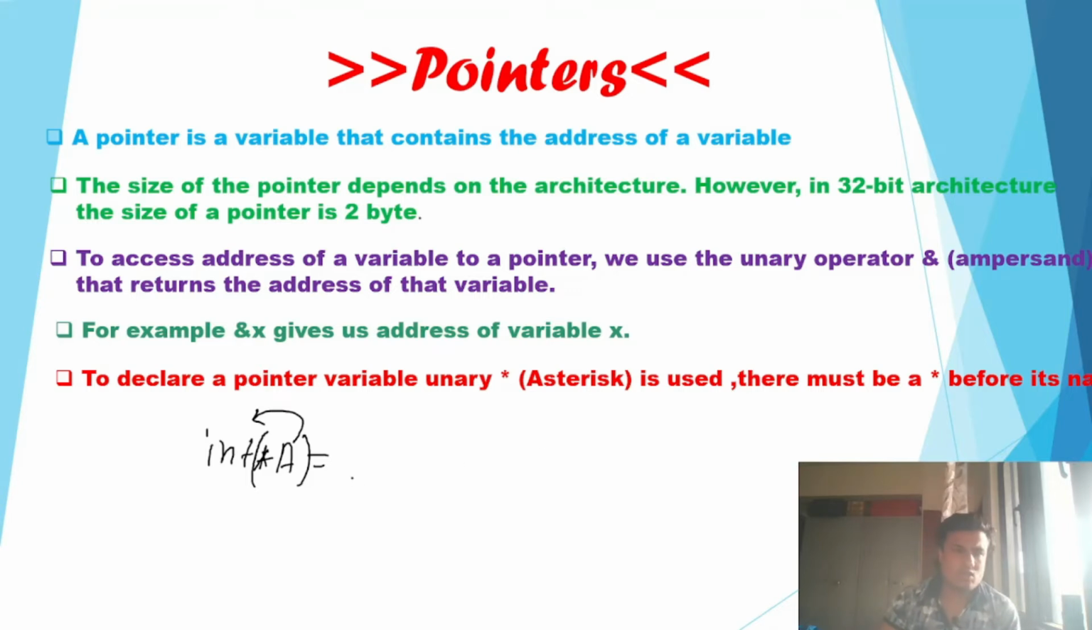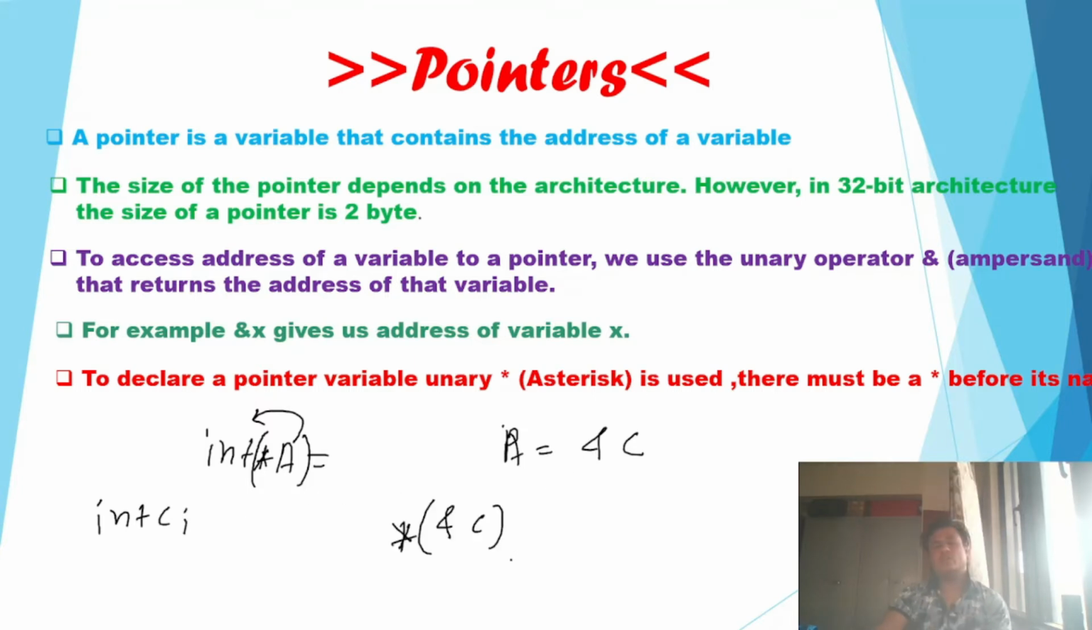So ampersand is used to give the address of. One more thing you can see in the help code: if a is given, a will store the address of c. Suppose the variable c is declared as a normal integer variable. If you use the asterisk, it will give the value at address of c. Okay, value at address of c.